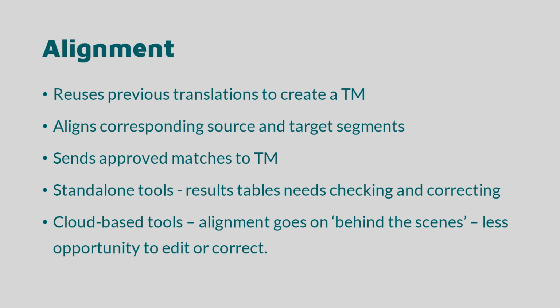The alignment process enables translators to create translation memories from the source and target texts of previous translation projects, provided that these texts are in an electronic form.